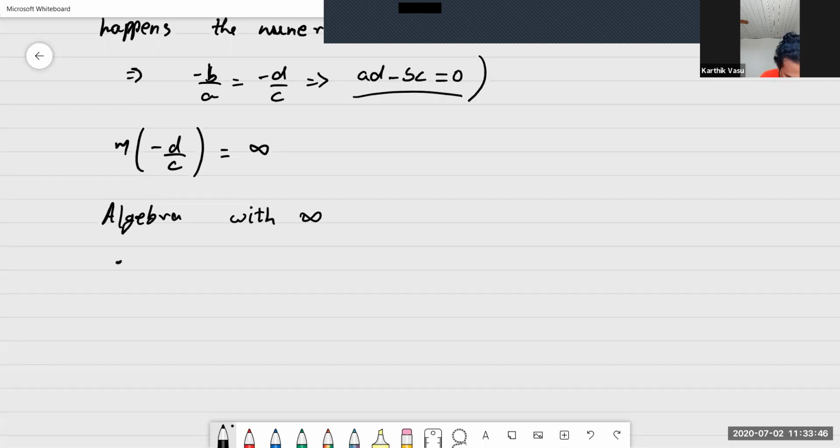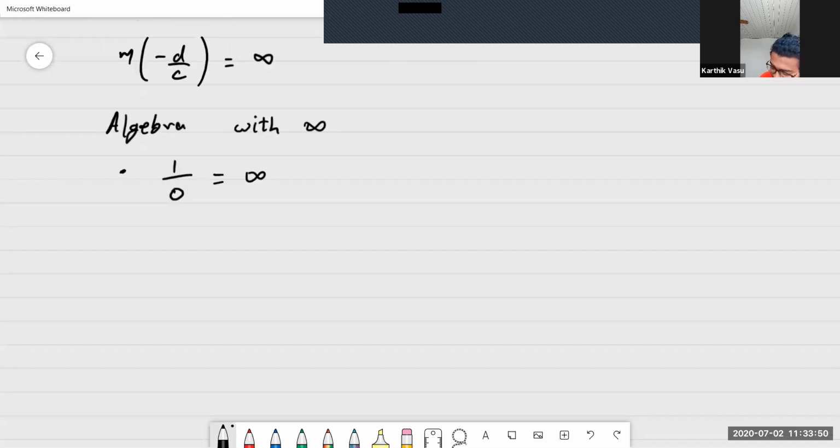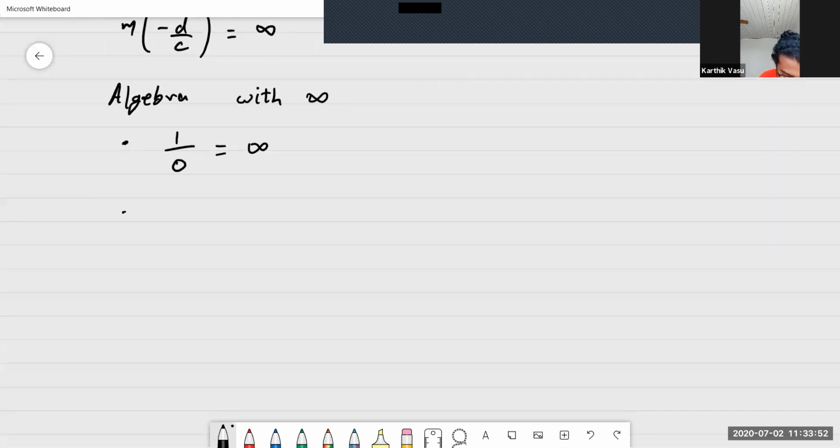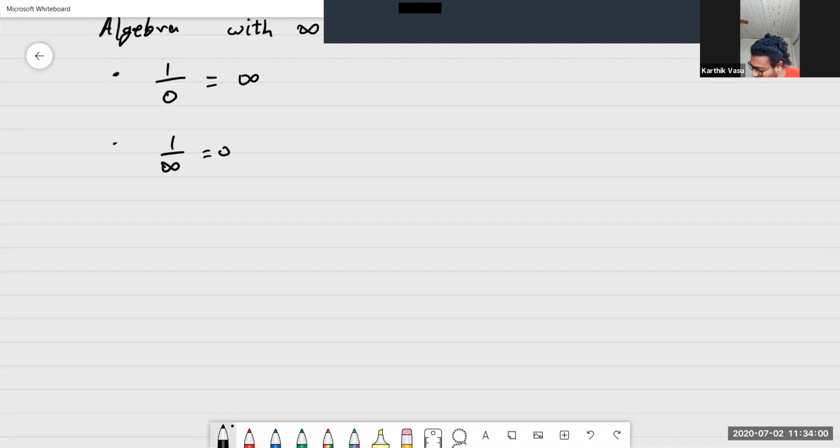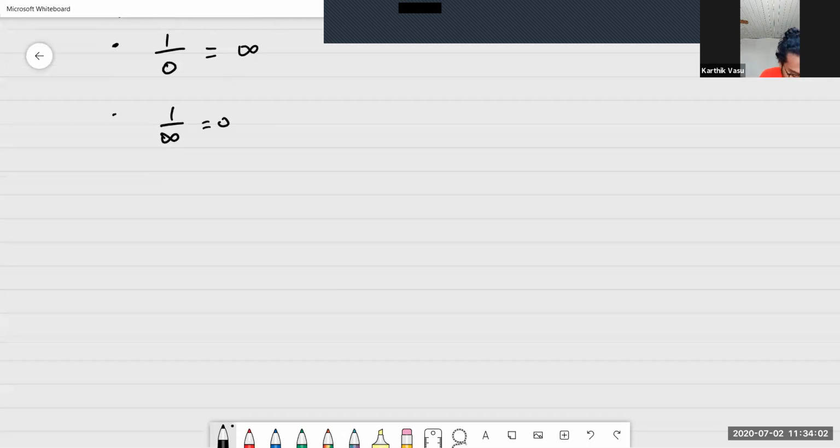So these will be some conventions I will use. 1 by 0 I will take as infinity. 1 by infinity will be taken as 0. These are the only two that will occur. 0 by 0 and infinity by infinity will not happen. Okay. So now, since our function is taking the value infinity, I cannot define the function on C. I can only define it on C infinity.